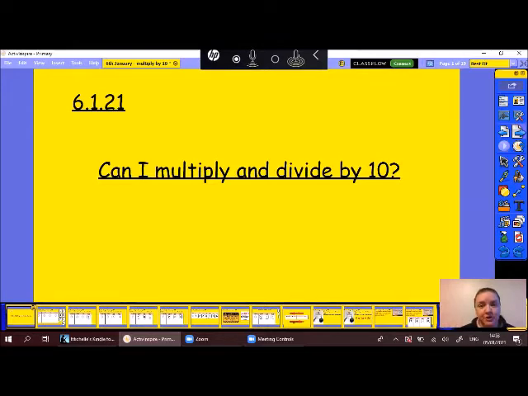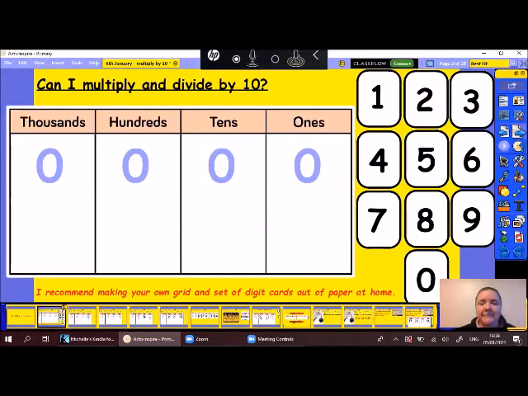Welcome to lesson 2. Today we're going to be learning how to multiply and divide by 10, which sounds a bit easy if we know our 10 times table, but there is a magic trick that happens every time you multiply by 10.